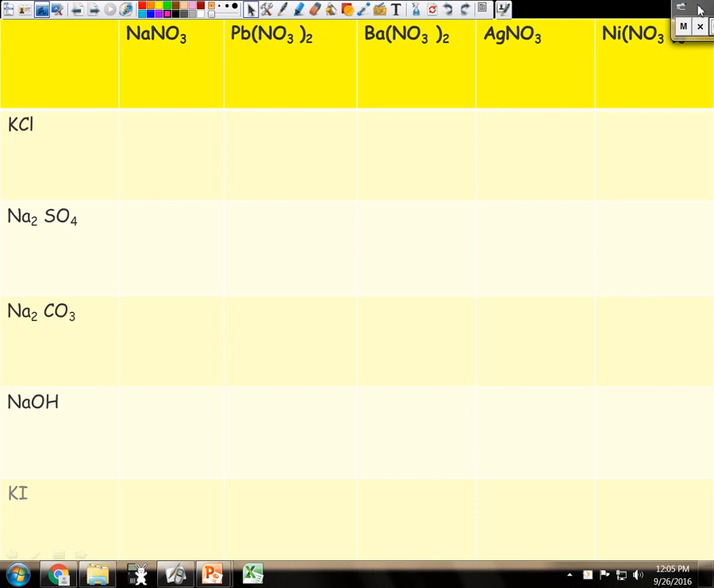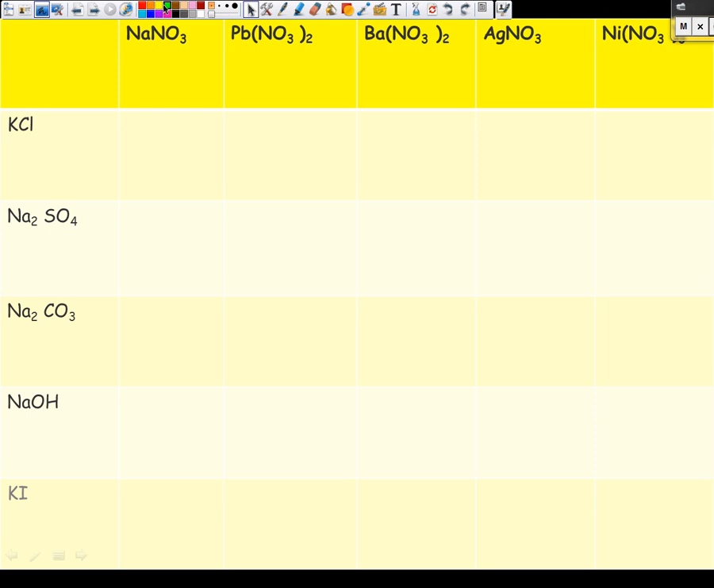So here's what we're trying to figure out: if we take the top solutions and mix them with the vertical solutions, would a precipitate potentially form based on your solubility rules? I'm going to do one or two of these, and then I'll give you a chance to go through and see. What you're really going to have to do is mentally do double replacement reactions. Let's see how quickly you can figure it out.